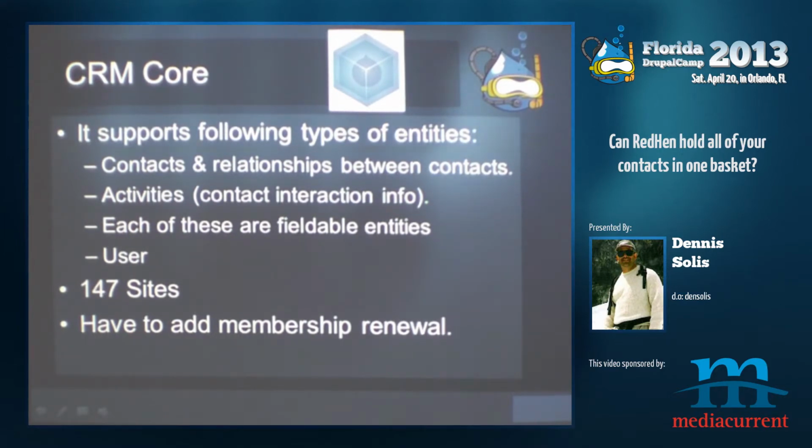There's CRM Core. And actually, CRM Core and RedHen are very similar to each other. They work together. Some modules will interact with each other, but not everything. CRM Core's got about 147 sites. The thing I didn't like about them is I'm doing some membership stuff, and they don't have a membership renewal expiration where you can put a start date and expiration date, where they just automatically expire.